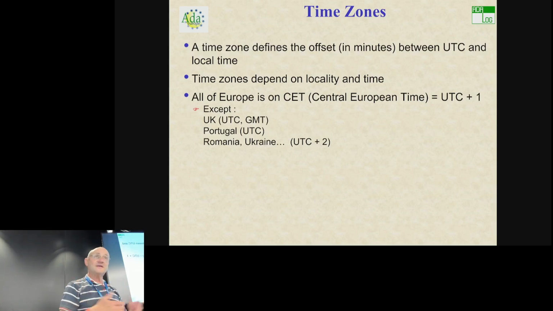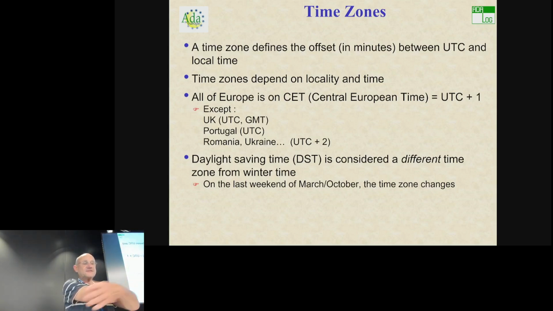So think of it like if you carry your computer, if you take the train here in Barcelona and you go to Lisbon. What happens to your computer when you cross the border between Spain and Portugal? You have 1 hour difference. That's what happens when you switch time zones. So most of Europe is on what is called CET, UTC plus 1 in winter, except the UK, of course, which never does it like the rest of Europe, and some countries. Portugal is really to the west, so it has to be UTC, and some countries are far away to the east. So I said that the daylight saving time is a different time zone, and it changes normally on the last weekend of March and October.